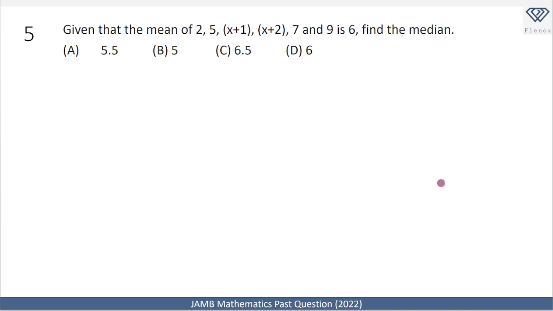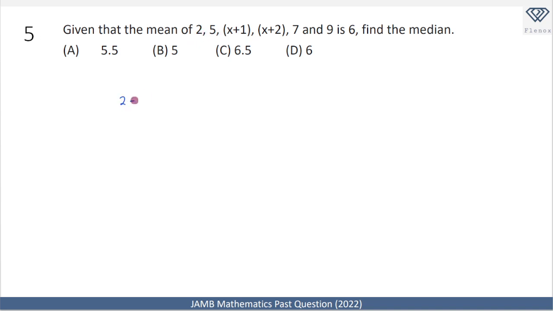It says that given that the mean of 2, 5, x plus 1, x plus 2, 7, and 9 is 6, find the median. So now we know that to find the mean of numbers, we have to sum up the numbers and divide it by the total amount of numbers. So in this case, to find the mean of these numbers, we are going to sum them up.